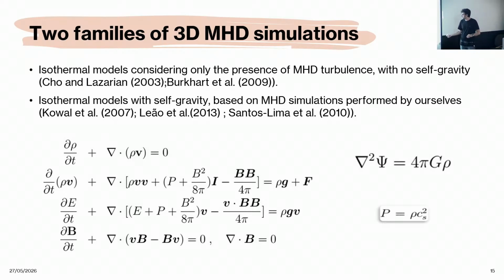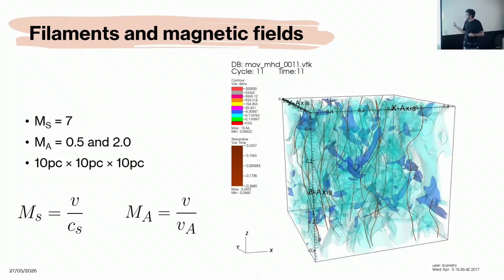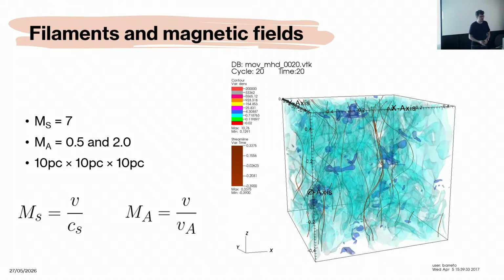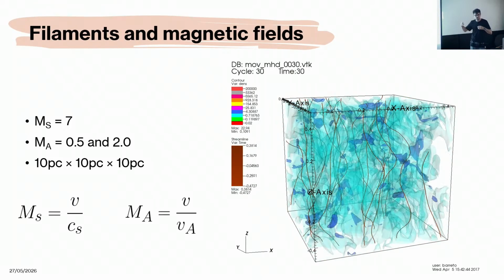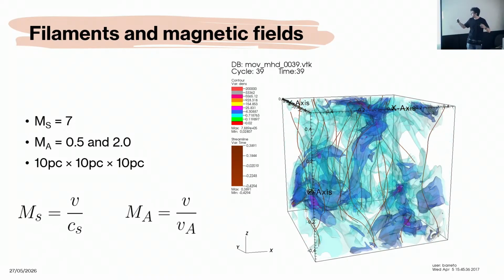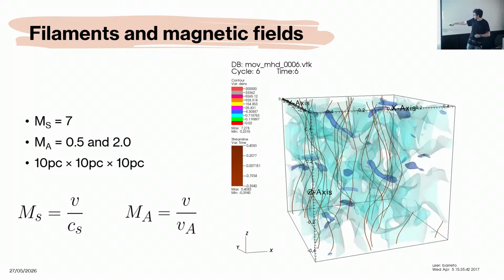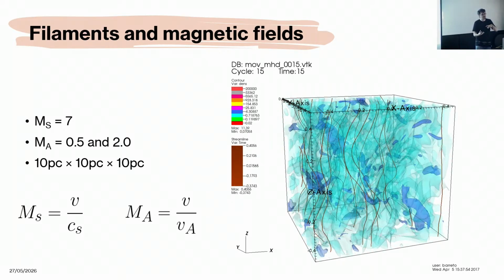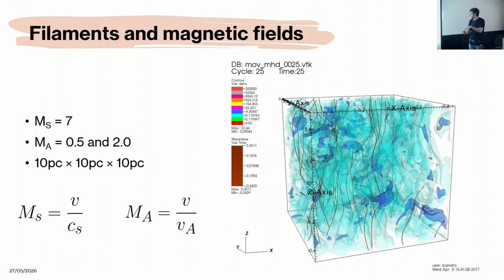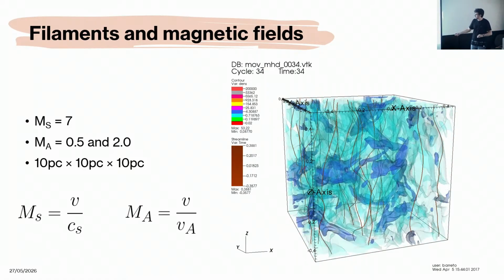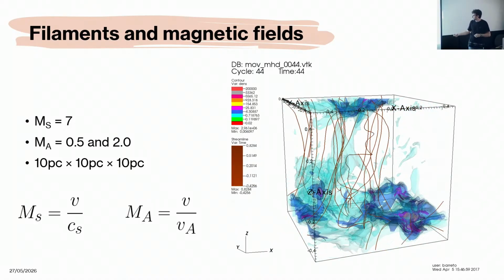So these are pretty much the equations we are using. The only difference here is that the gravity terms in one of them will not be there. So this is one of the examples of these simulations. You can see that the system starts only with the injection of turbulence. Turbulence will start to form over densities. So you can see these blue regions, and at the end, it will collapse and form these filaments and dense regions.